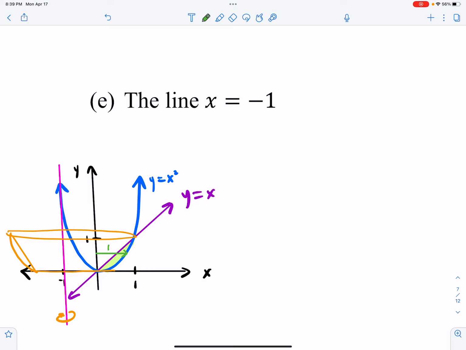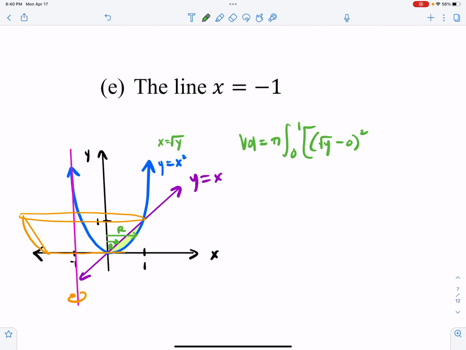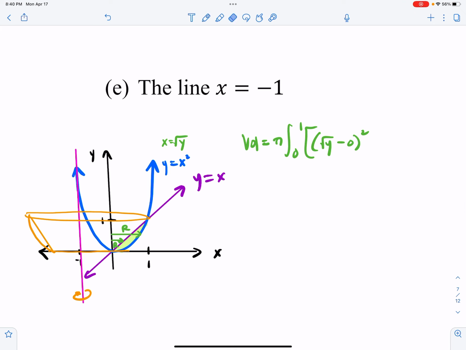Big R, little r, because we have horizontal slices here, so integrating with respect to y. So pi times the integral from 0 to 1. And then just like before, we have x equals the square root of y. So big R will be square root of y minus 0 squared. Oh no, I'm identifying the wrong one. That was silly. That's not the axis of rotation.